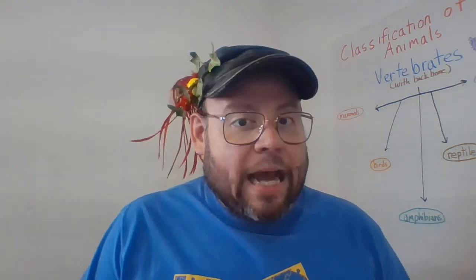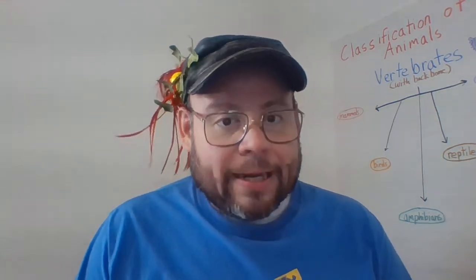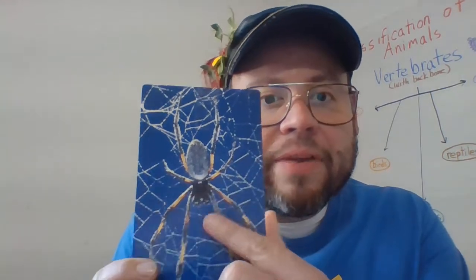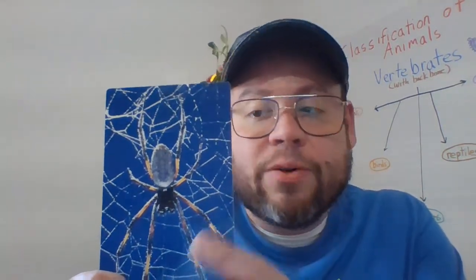Now, if it's an animal that doesn't have a spine, it's an invertebrate. Let me show you. One of the animals that does not have a spine is a spider. Spiders don't have spines, and it's an arachnid. And a lot of bugs are like this. I don't want to say an insect because it's technically not an insect; it's an arachnid.